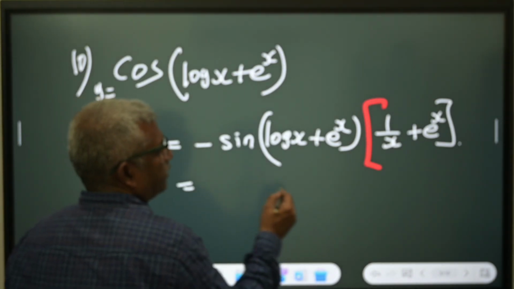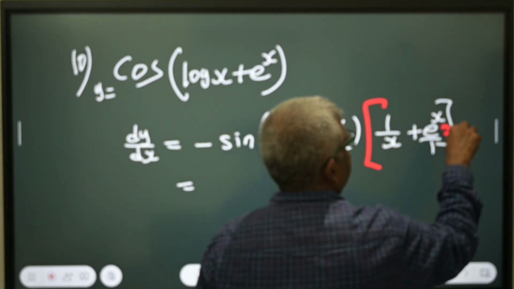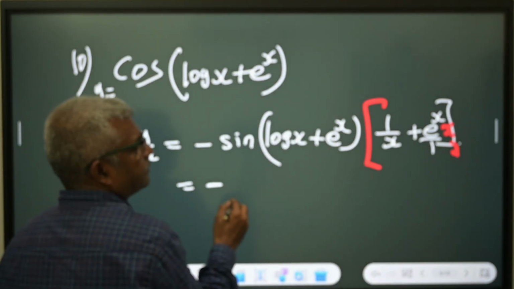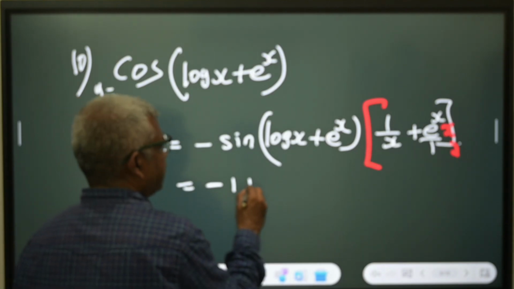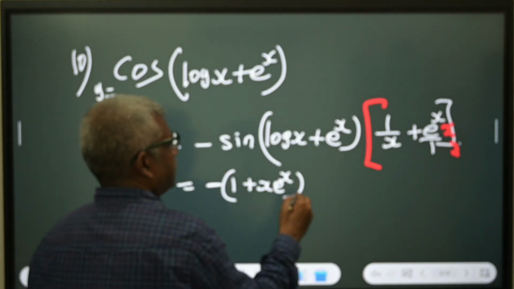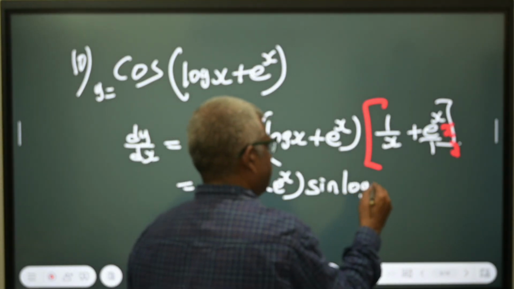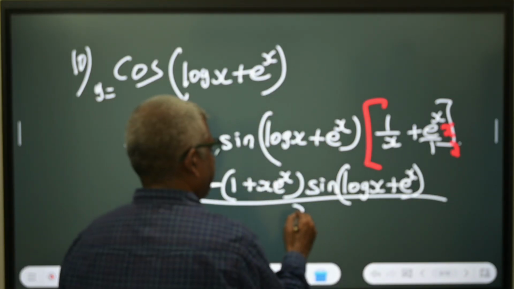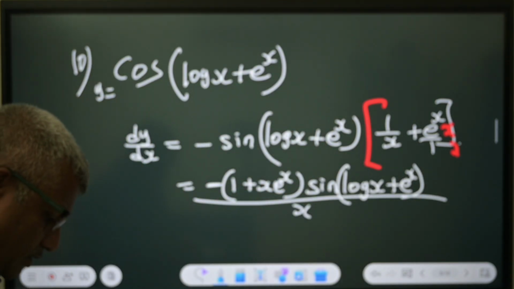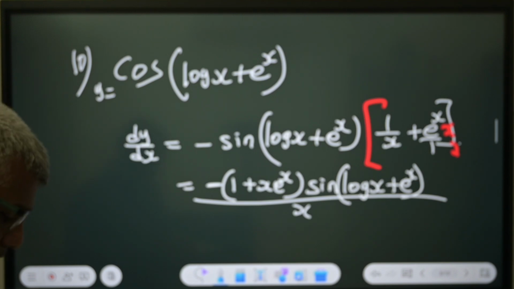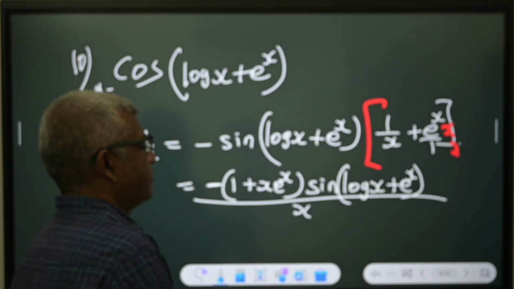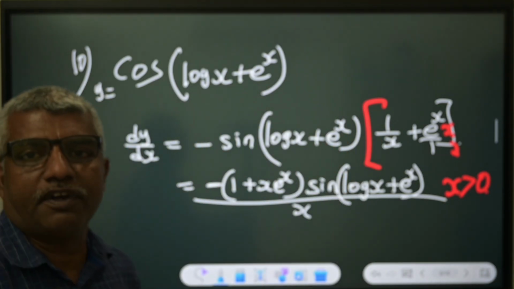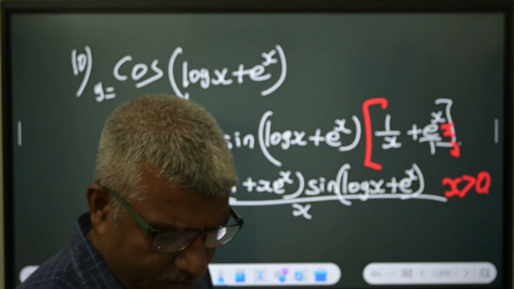If we want to simplify, just multiply with x, x. So what would be there? Minus 1 plus x e power x sin log x plus e power x over x. X should be greater than 0. Copy down. Questions 6 to 10 are very simple ones.